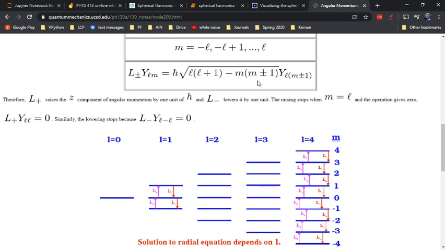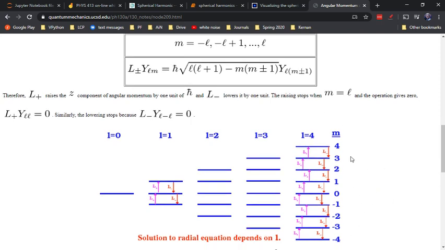Because if you plug in an M equal to L when you are raising, you'll have L times L plus 1, and then here you'll have L times L plus 1 subtracted. Same thing if you're trying to lower beyond the minimum. You've got L times L plus 1 minus negative L times negative L minus 1. Those two cancel again. And so it's this neat little contraption that lets you go up and down in terms of M. It lets you change your Z component while keeping your L value the same and not allowing you to go beyond the top or the bottom.